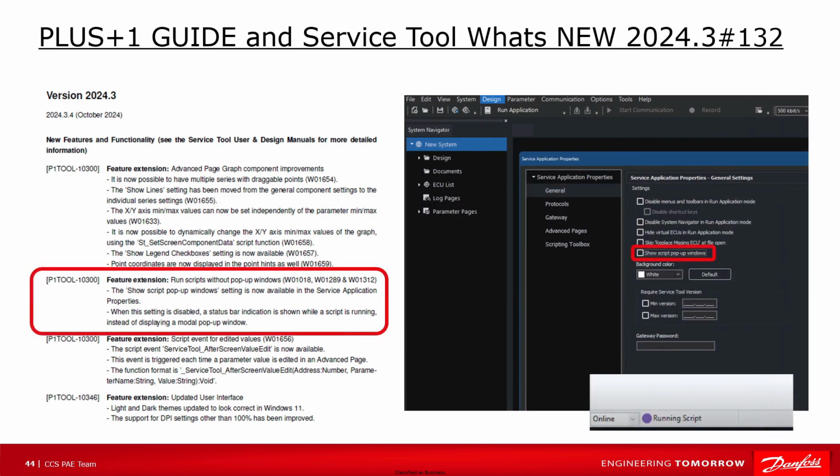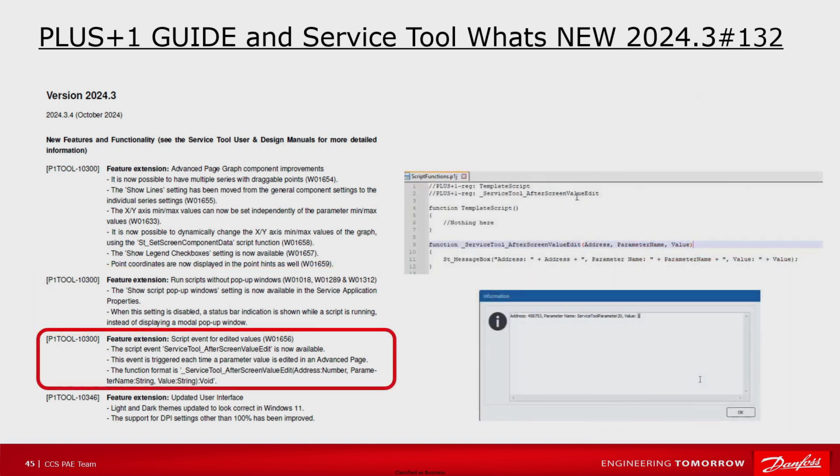In previous versions, when a script was called, a modal dialog was shown while the script was running to prevent the user from doing anything basically. A setting has been added to be able to disable these dialogs for each script function, which will be unchecked as default for new P1Ds. For older P1Ds, it will be checked. When this setting is disabled, a status bar indication is shown while the script is running instead of displaying a modal pop-up window. Also, a new script event has been added called after screen value edit.